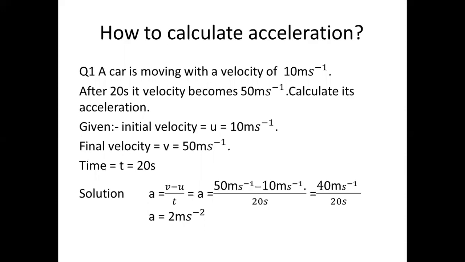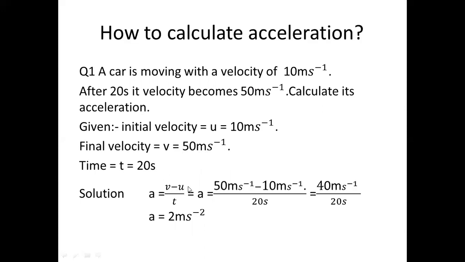How to calculate acceleration? The formula of acceleration is a equals v minus u over t. A car is moving with a velocity of 10 meter per second. After 20 seconds, its velocity becomes 50 meter per second. Calculate its acceleration. So first we need to identify what is final velocity, what is initial velocity, and what is time. 10 meter per second is the initial velocity u, and 50 meter per second is the final velocity v, and time is 20 seconds.